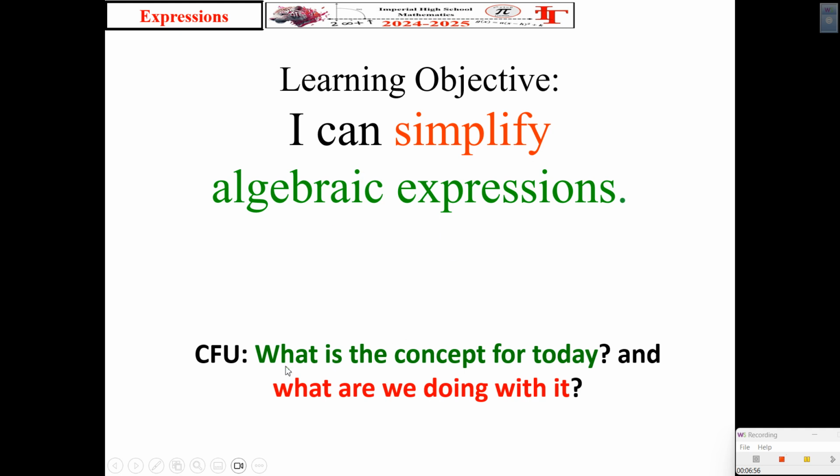If I ask you the question, what is the main concept for today? Tell your neighbor what would be the main concept for today. Main concept for today is algebraic expressions. That is correct. What are we going to do with them? Simplify. That is correct.